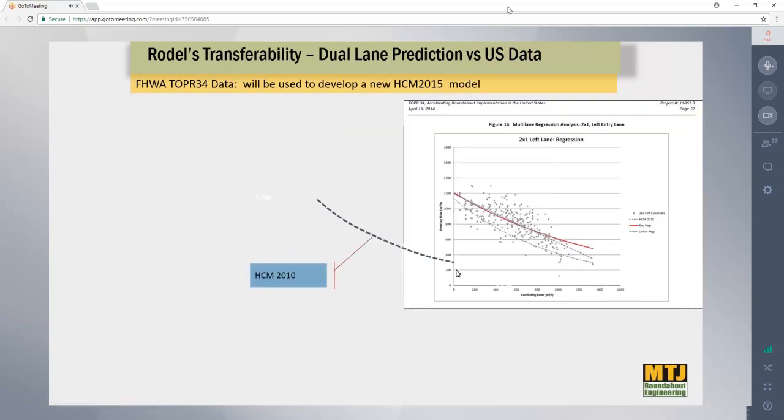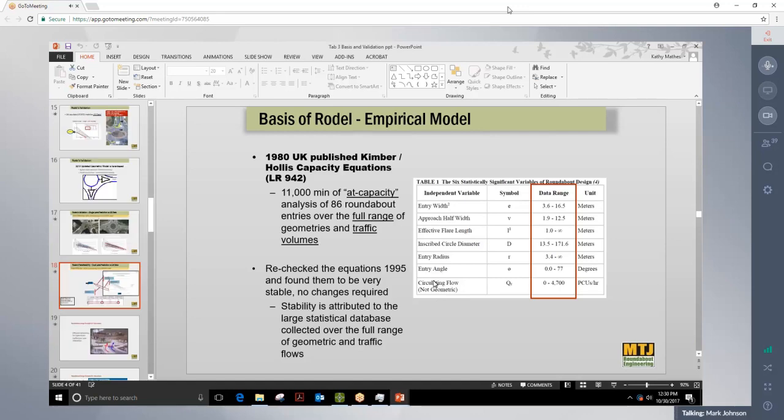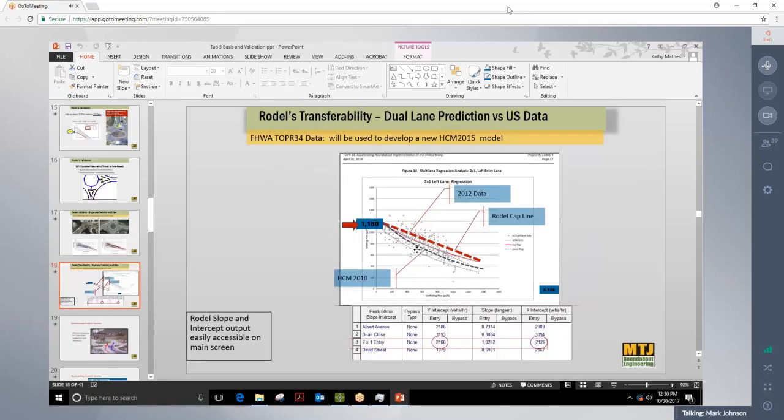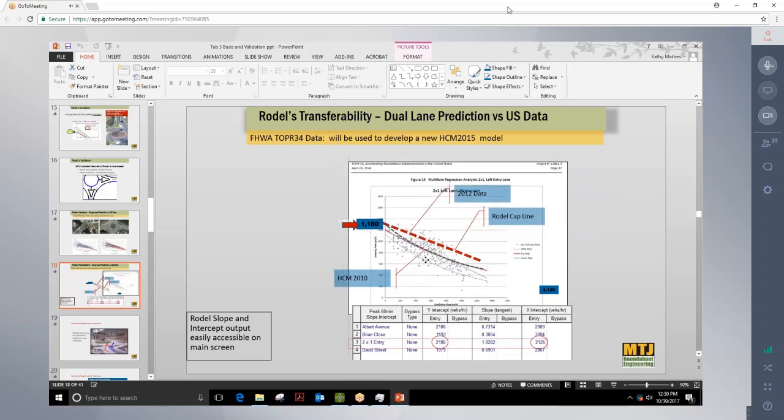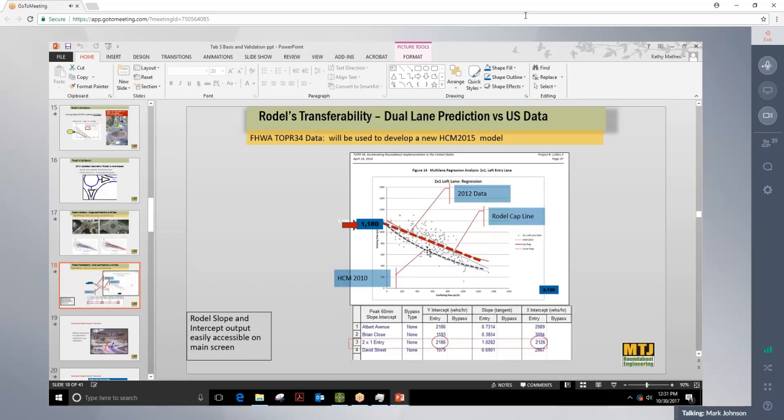We went through, and this is a little out of whack here. Let's see if I can get this. Oh, there's the HCM. Apologize for that.